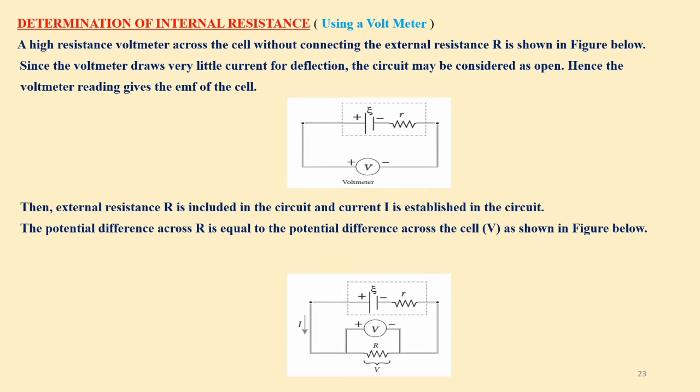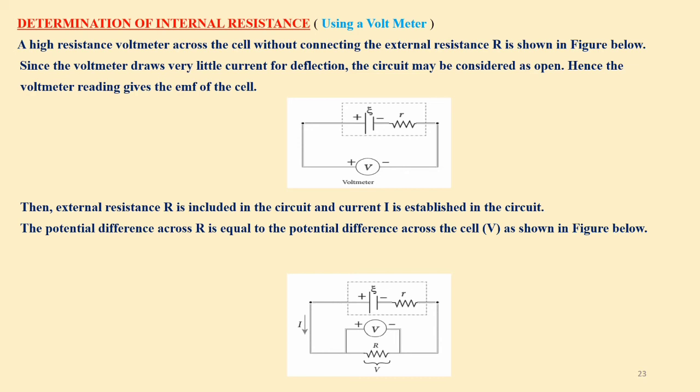Determination of internal resistance of a cell using a voltmeter. You can look at the circuit given on the top. There is a cell of EMF epsilon, and small r is the internal resistance of the cell. We are going to measure the value of small r by using a voltmeter V. So the voltmeter is connected across the cell. Since a voltmeter is an infinitely high resistance instrument, its connection across the cell does not consume any appreciable current.